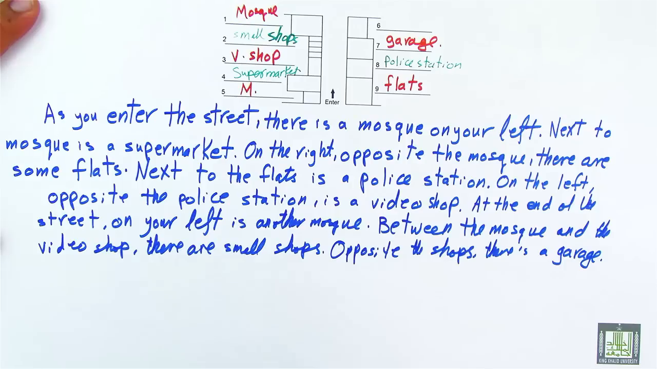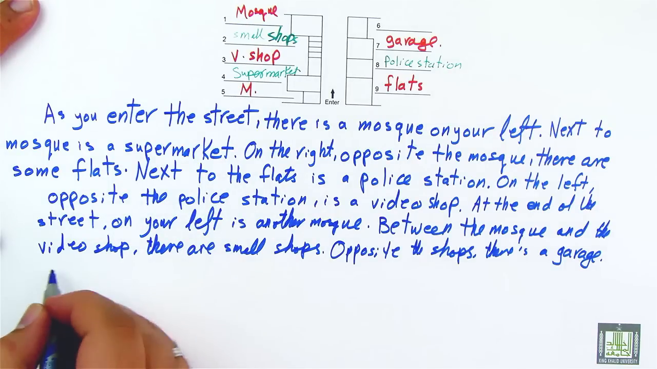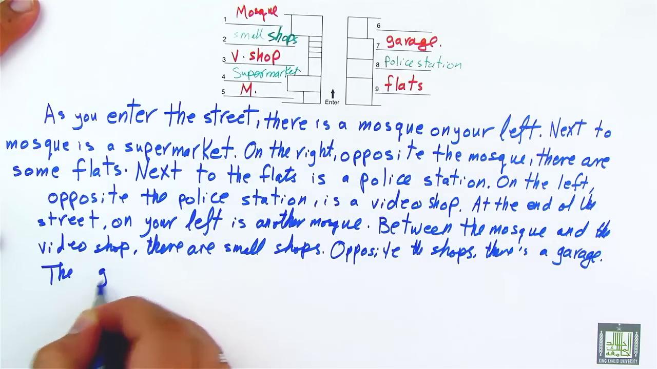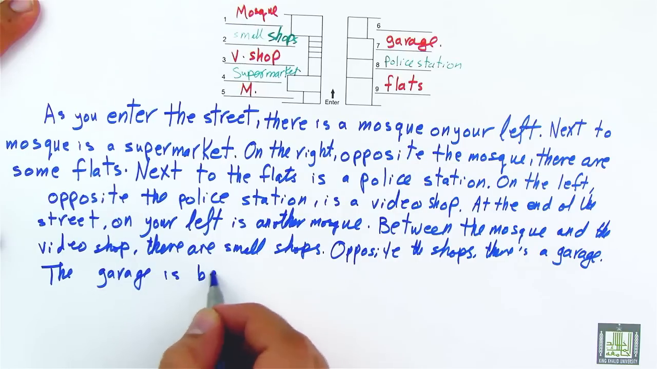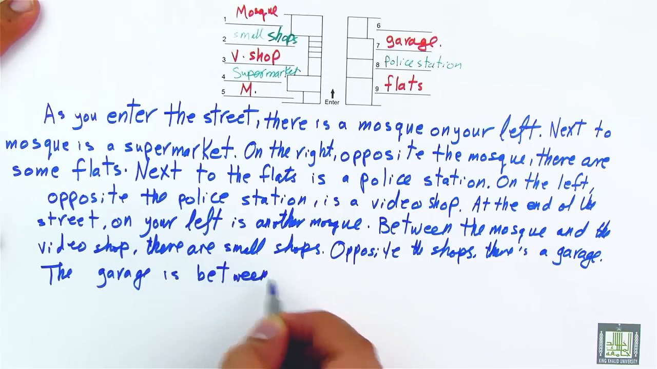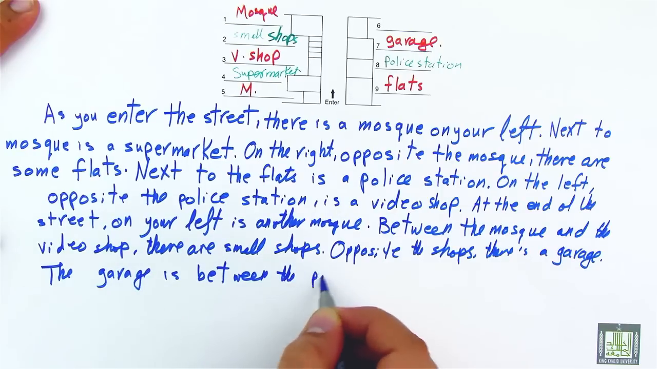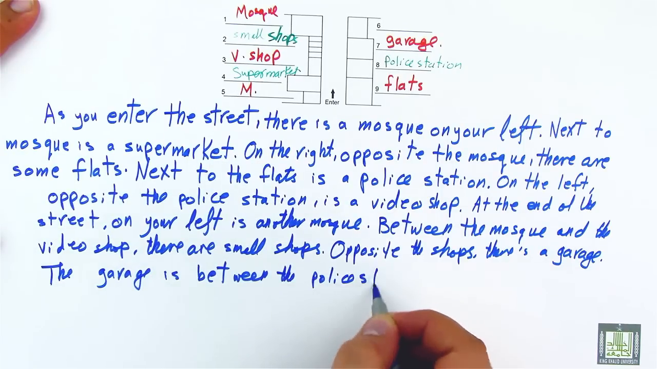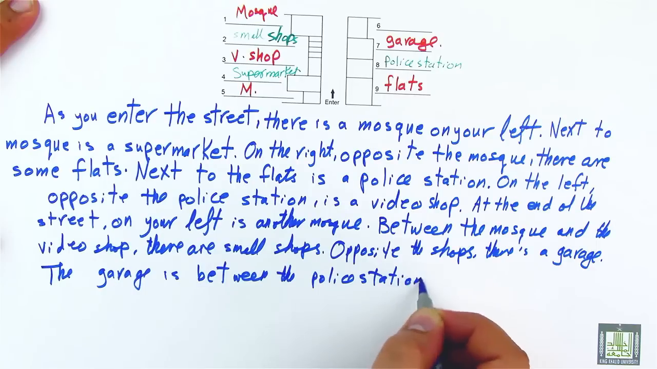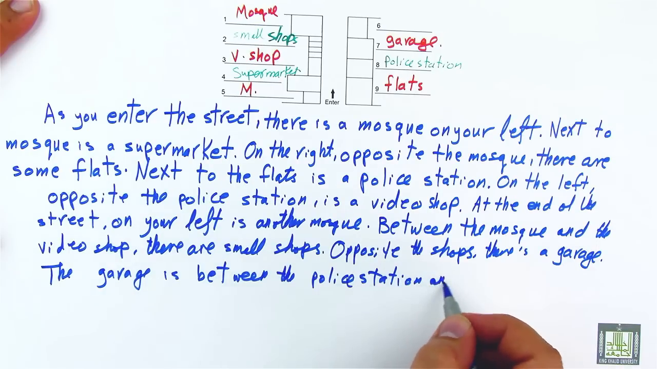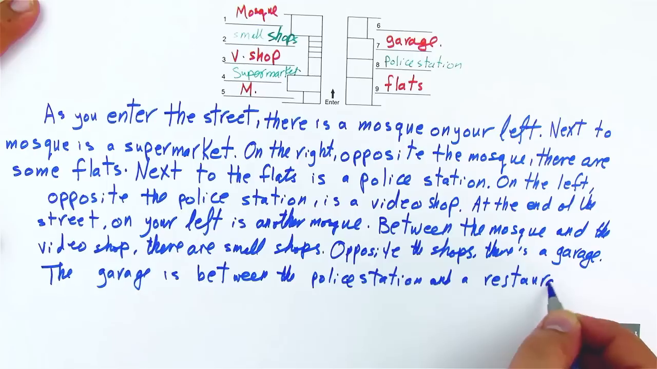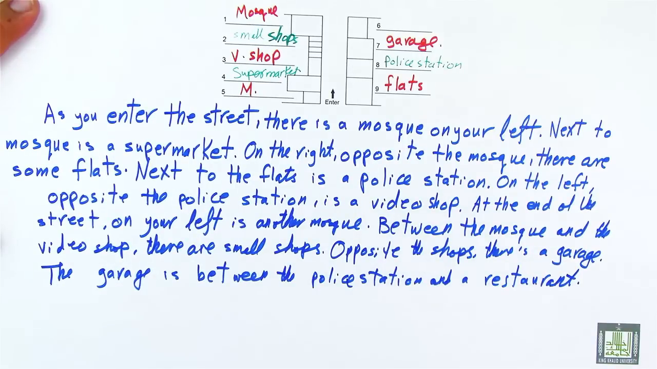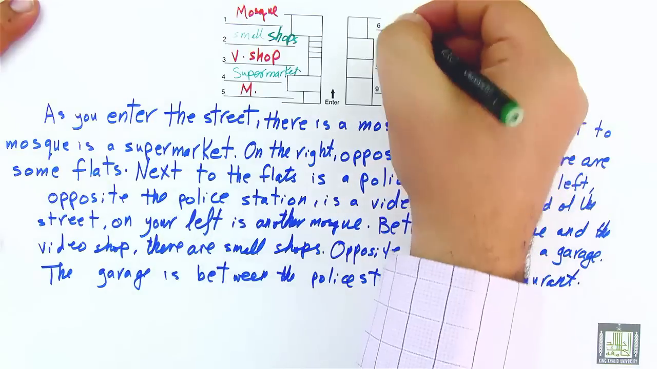And the last sentence is the garage is between the police station and a restaurant. So where's the restaurant now? So the restaurant is here.